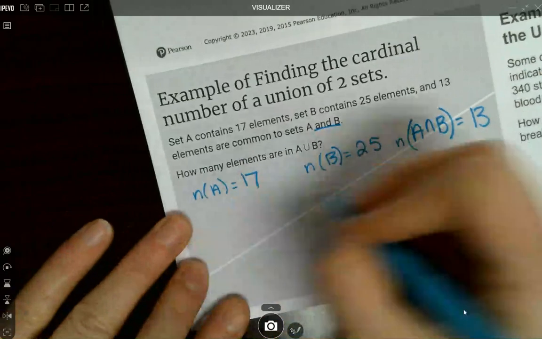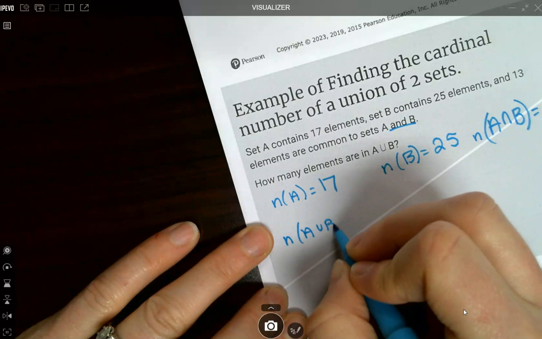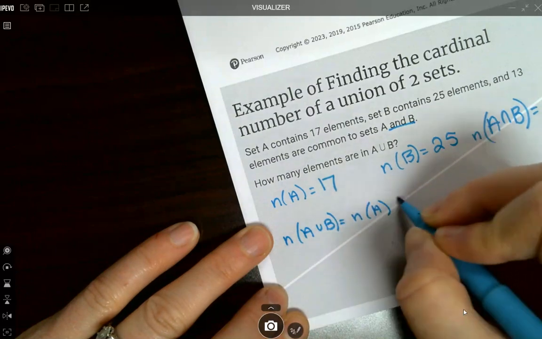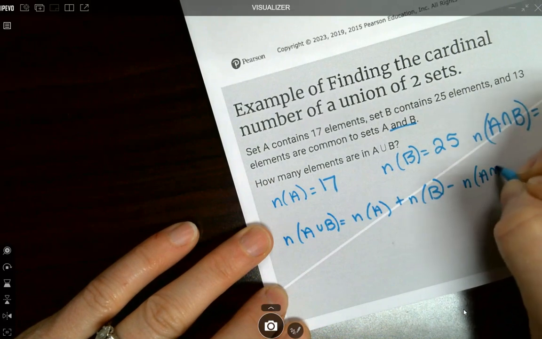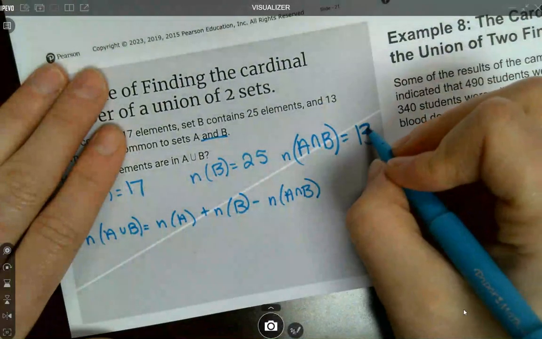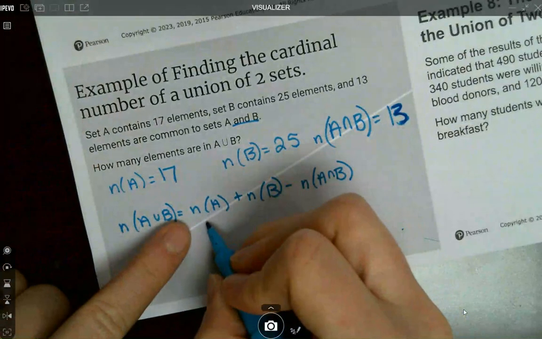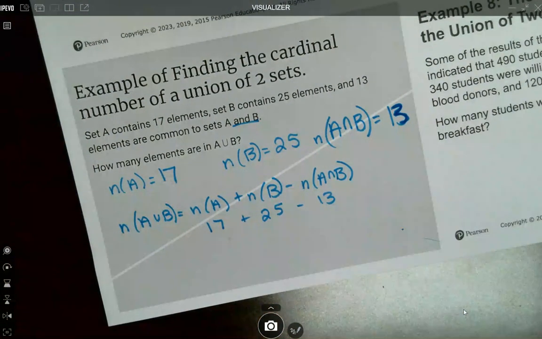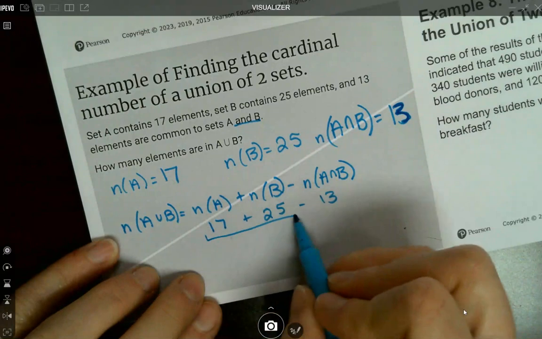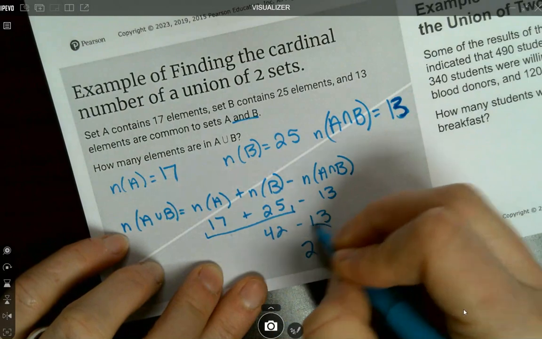So for the union, we're going to use this formula here. The cardinality of A union B is found by adding the cardinality of A and the cardinality of B, then subtracting the cardinality of A intersect B. So this would be 17 plus 25, subtract 13, because 13 is what's in common. Add these together, 42 minus 13, 29. So there's 29.